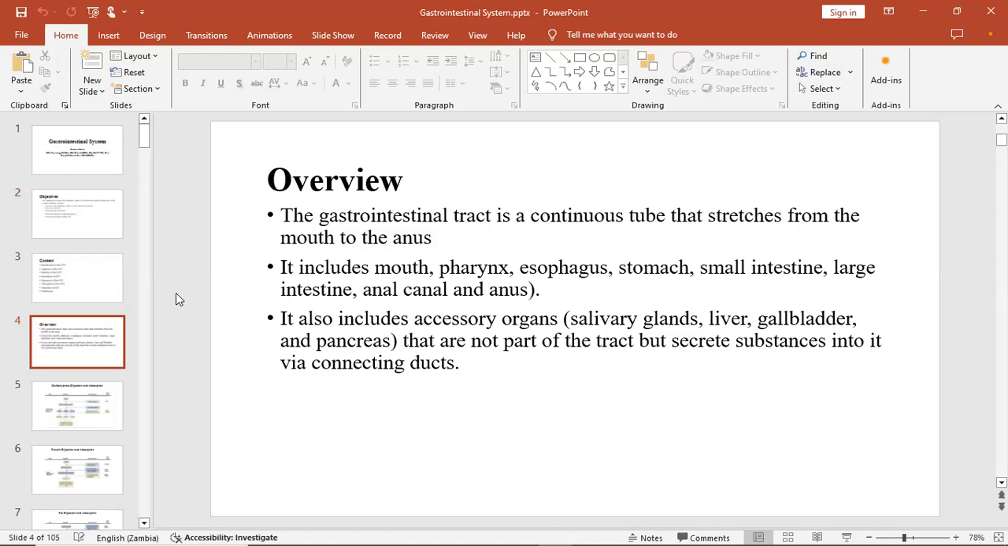Let's go to the third point. It also includes accessory organs, like I mentioned earlier. These accessory organs basically facilitate digestion. Examples of these accessory organs are the salivary glands, the liver, gallbladder, and the pancreas, that are not part of the tract, but secrete substances via connecting ducts.